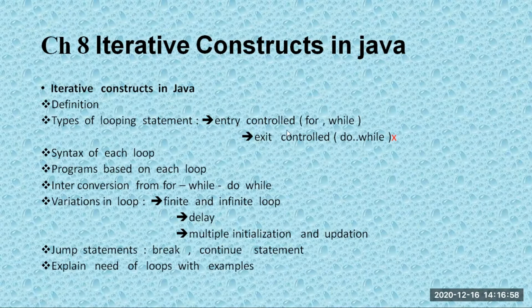Entry control stands for when the conditional checking is at the beginning. So there are two types in this, for and while. We'll be seeing them each individually. We also have the exit control loop, but this year we don't have it. It has been cancelled from the portion for this year. So we have the do while loop, where the condition is checked at the end.